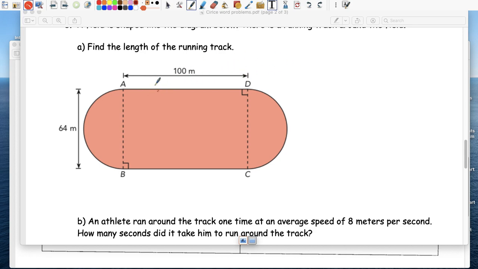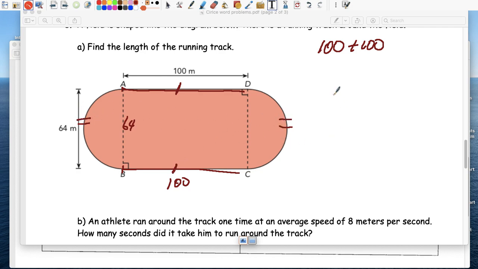Well, we know this part here is 100, which means this part here is 100. So when you run, you're going to run 100 meters. You're going to do half a circle here, half the circumference of that circle, plus 100, and plus half the circumference of another circle. Well, you know that this half and this half become one full circle, right? The diameter, this part here, is 64. So literally you need 100 plus 100, which covers this part and this part. Now you need to cover this guy and this guy.